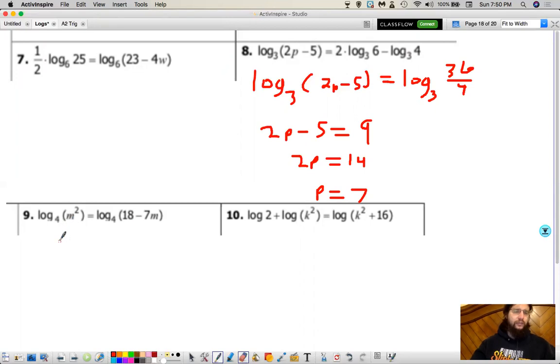All right, let's look at this one. No rules to worry about, but we do have m squared equals 18 minus 7m. What kind of equation is that? One second. And we're back. So what kind of mother function is this? Quadratic mother function.